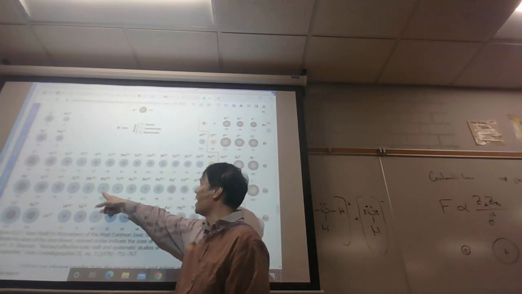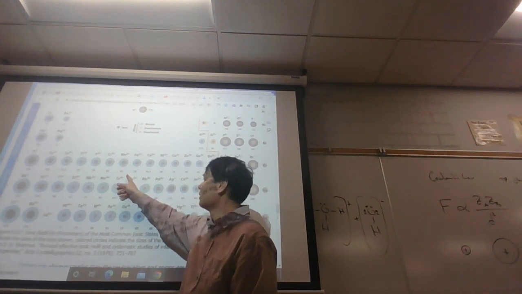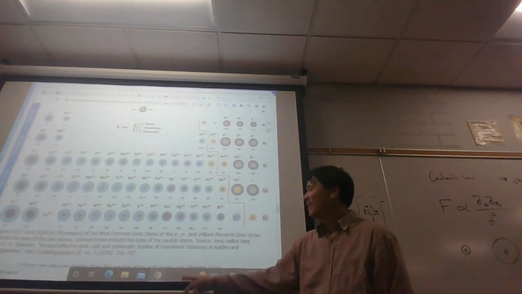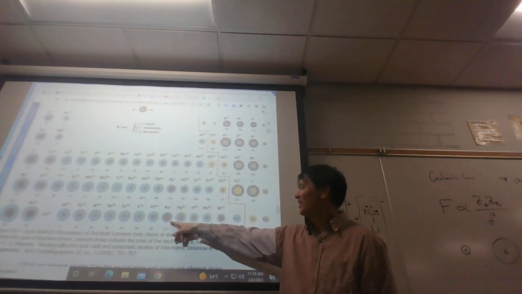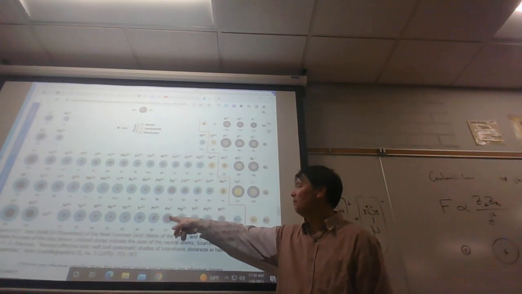Some are smaller than half, like these transition elements get small. But about half. It's not perfect. You look at gold, quite big. Gold is very unique.